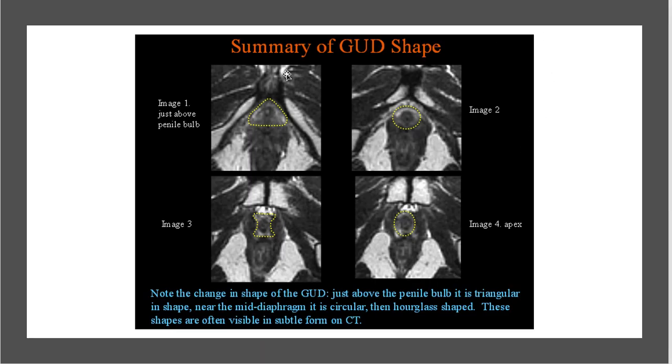Summary of GUD shape. Image 1 is just above the penile bulb. Image 2, Image 3, and Image 4 at the apex. Note the change in the shape of the genitourinary diaphragm. Just above the penile bulb, it's triangular in shape. It is then circular, then hourglass shaped. These shapes are often more visible in subtle form on CT.